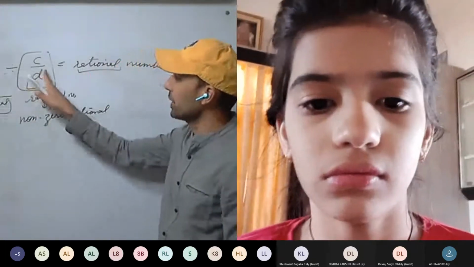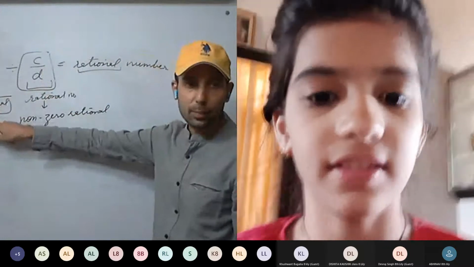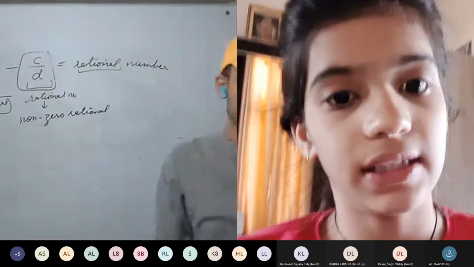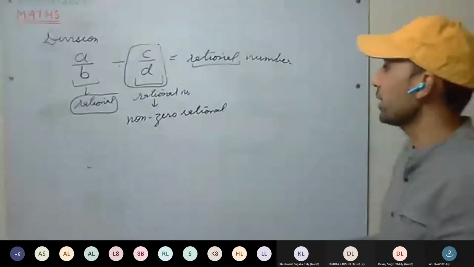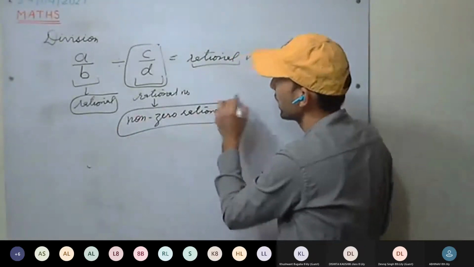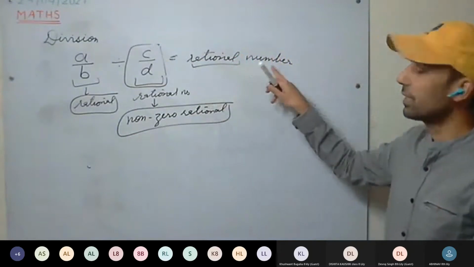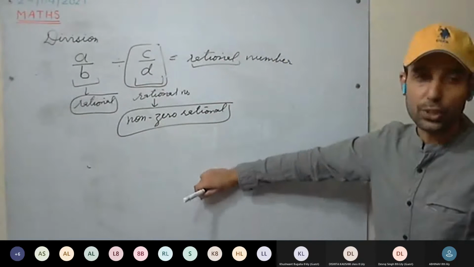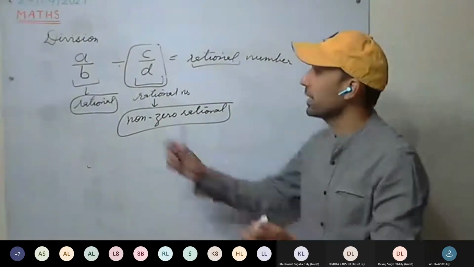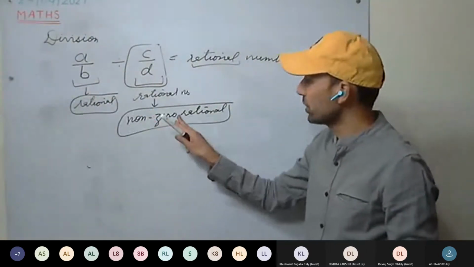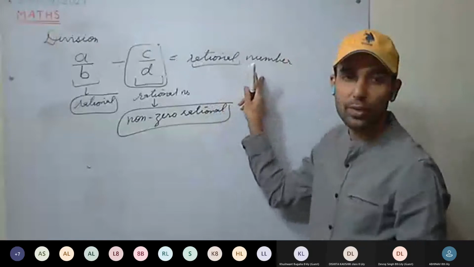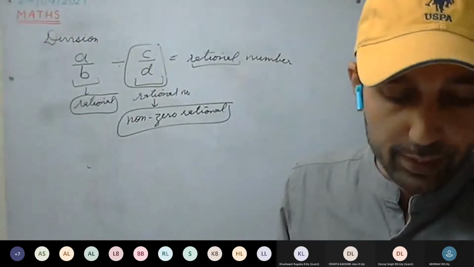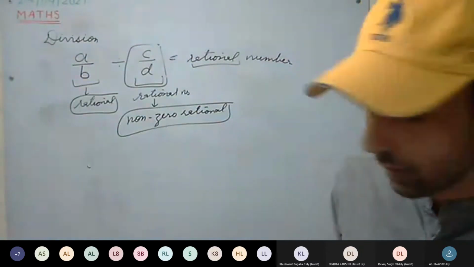So a by b divided by c by d. a by b is a rational number, but c by d has to be a non-zero rational number. Then only the result is a rational number. And which property is this one? It's the closure property. If we are dividing a rational number by a non-zero rational number, then the result is always a rational number. That is called the closure property. That is, division is closed.